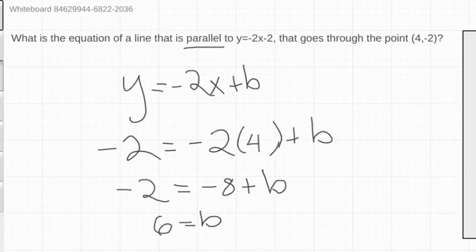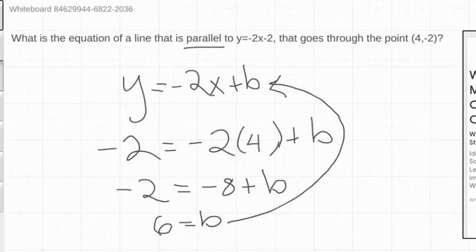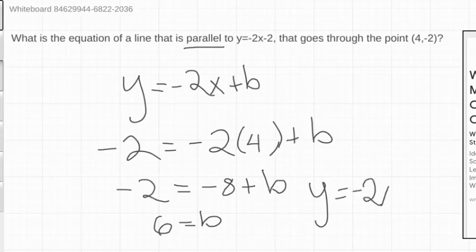As I said, in order to have a full equation, we need to find our b and our m. We have our m, so now we're going to plug our b into the original equation that we came up with. So our answer is y equals negative 2x plus 6.